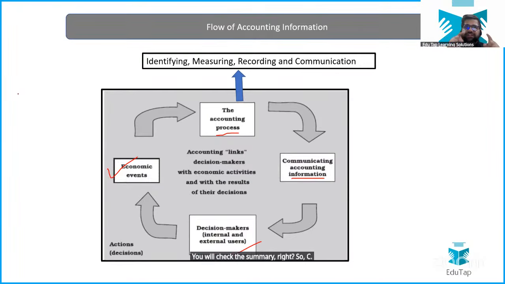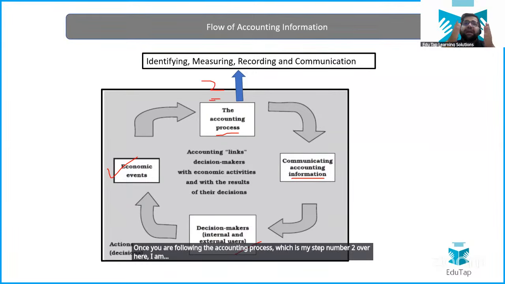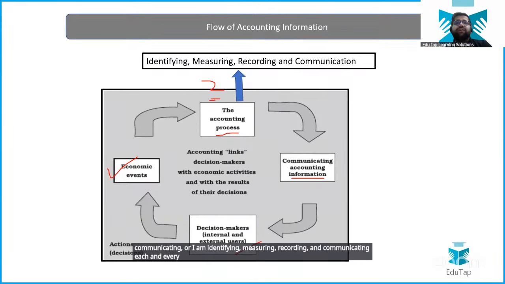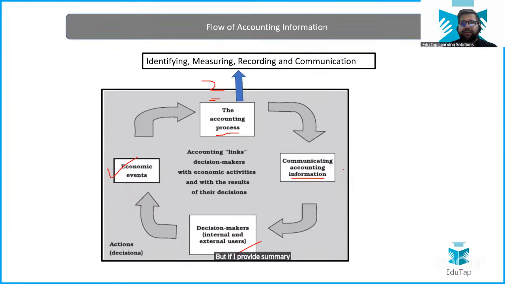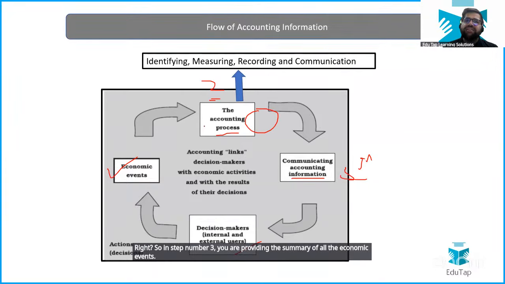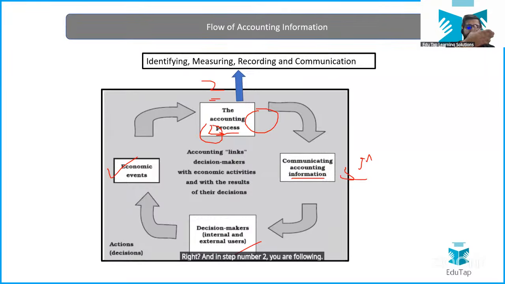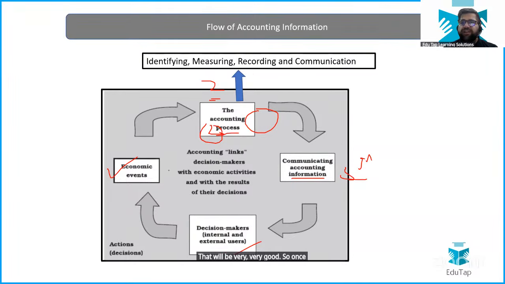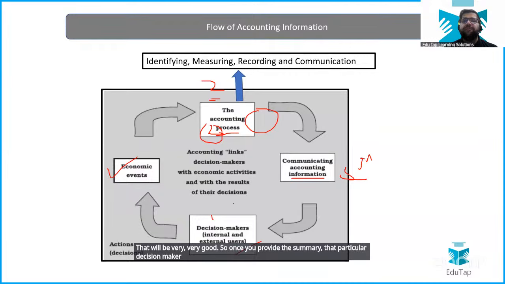So see, once you are following the accounting process, which is my step number 2 over here, I am identifying, measuring, recording, and communicating each and every transaction. But if I provide a summary of it, this is where your step number 3 is. So in step number 3, you are providing the summary of all the economic events, and in step number 2, you are checking each and every economic event. Once you give the summary to the person who is willing to invest 10 lakh rupees in your company, that will be very good. Once you provide the summary, that decision maker will be able to make a good decision.